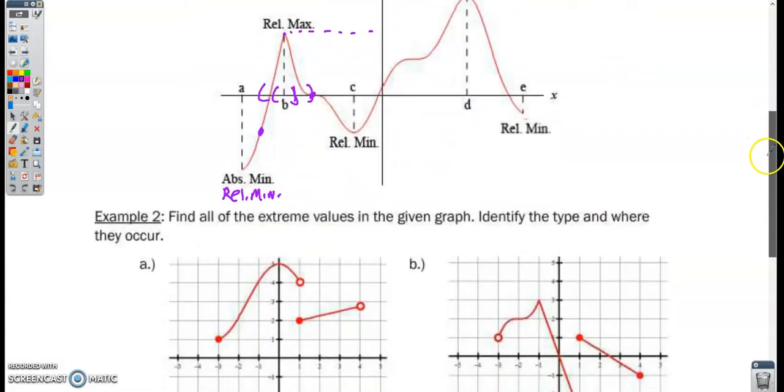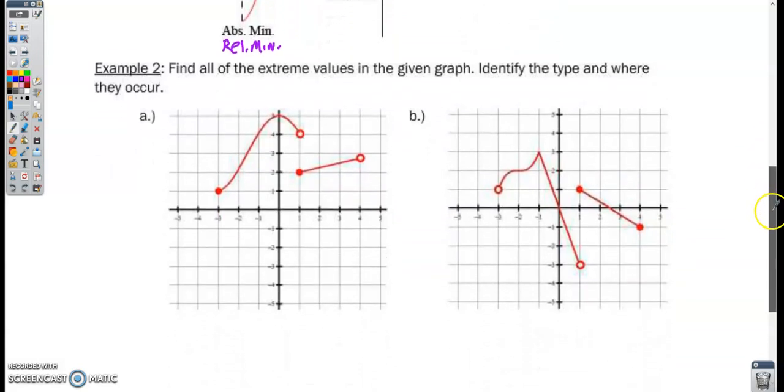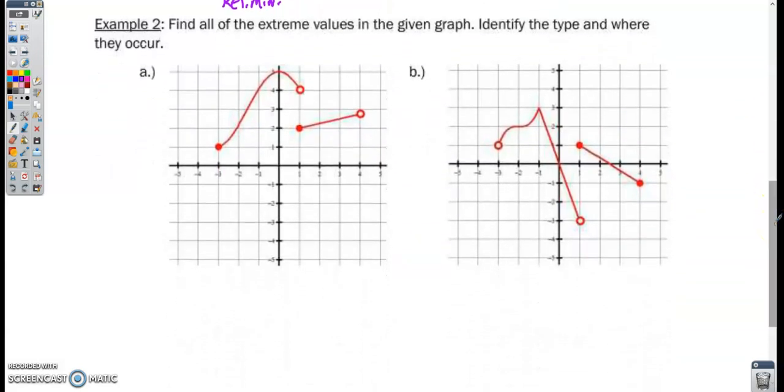All right, let's take a look at example 2. We're going to find some extreme values on these graphs. We're going to identify the type and where they occur.